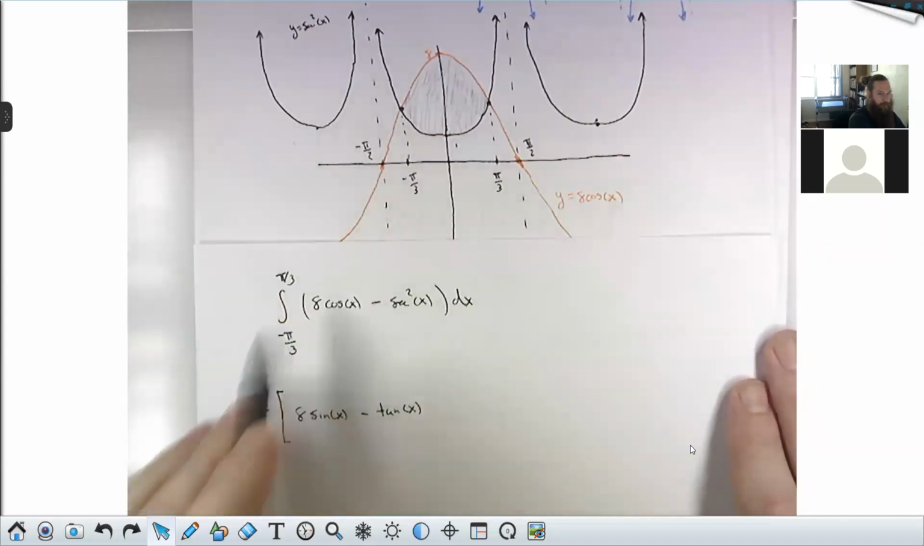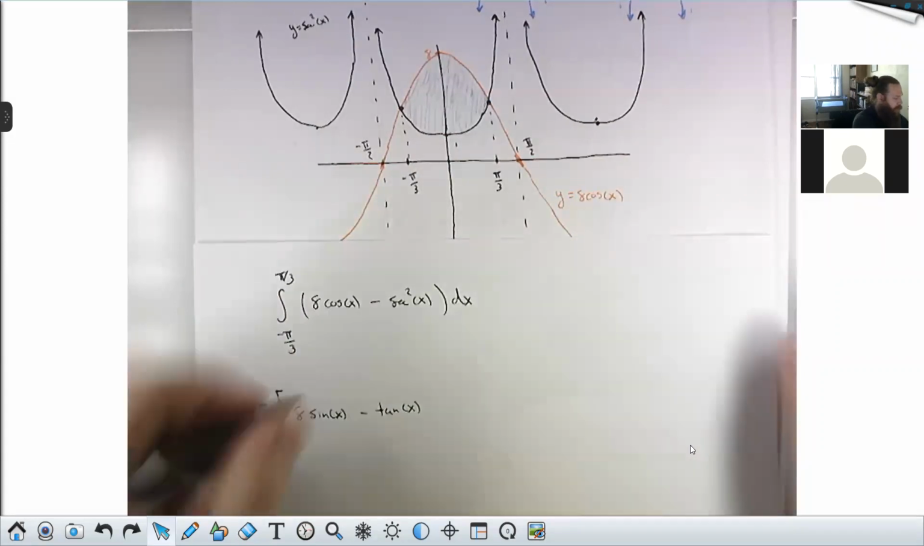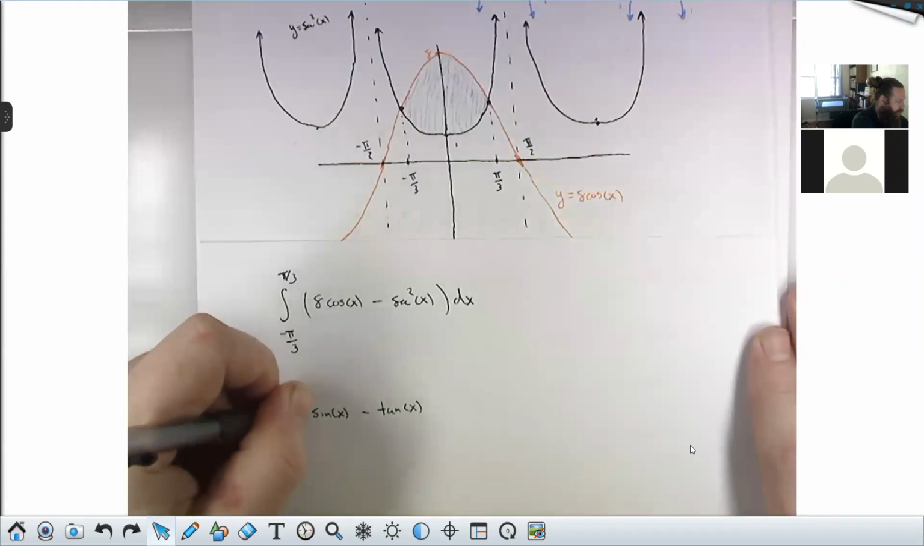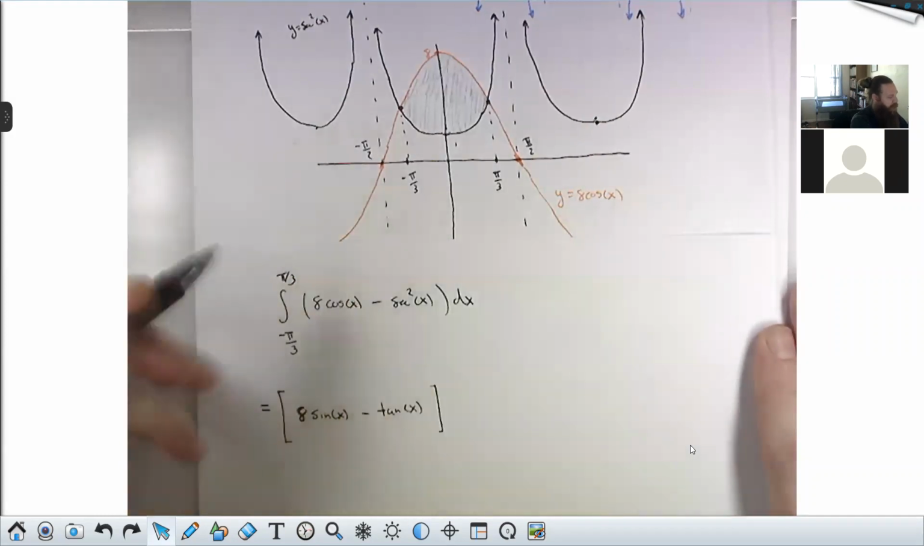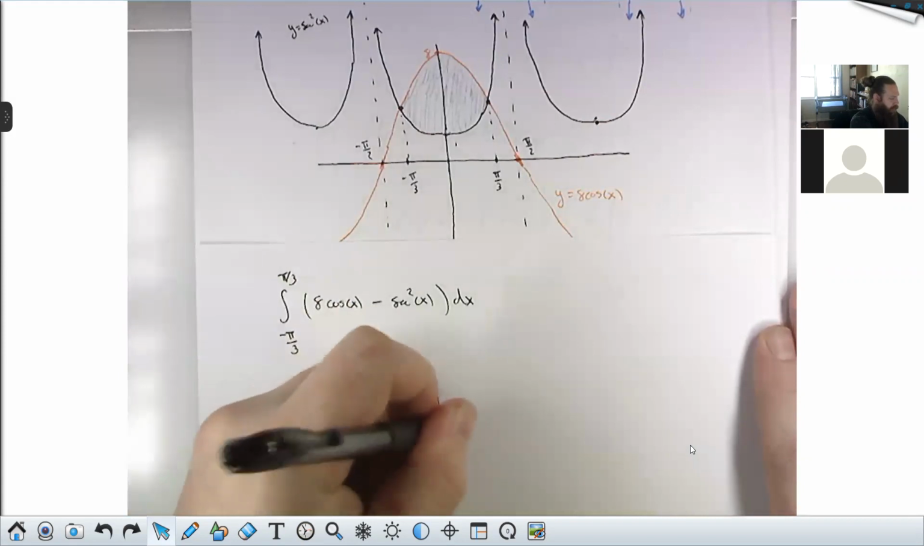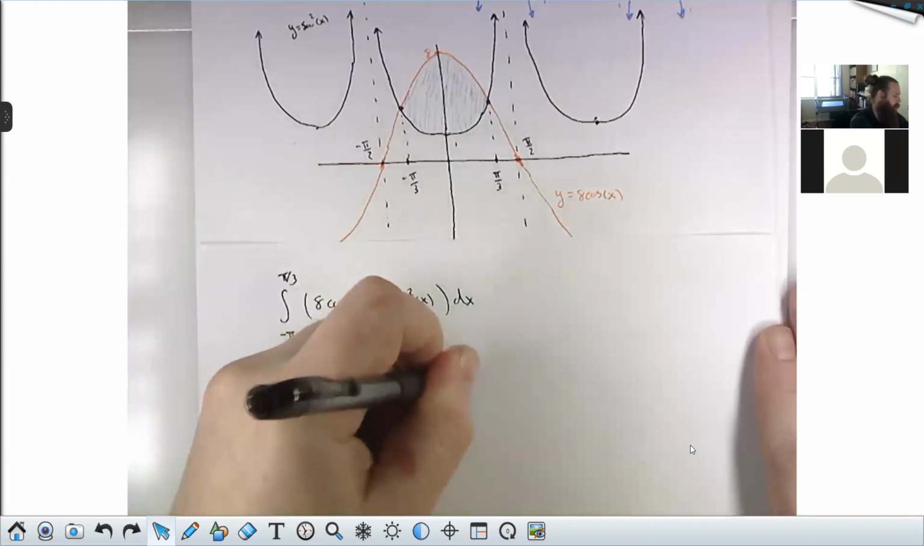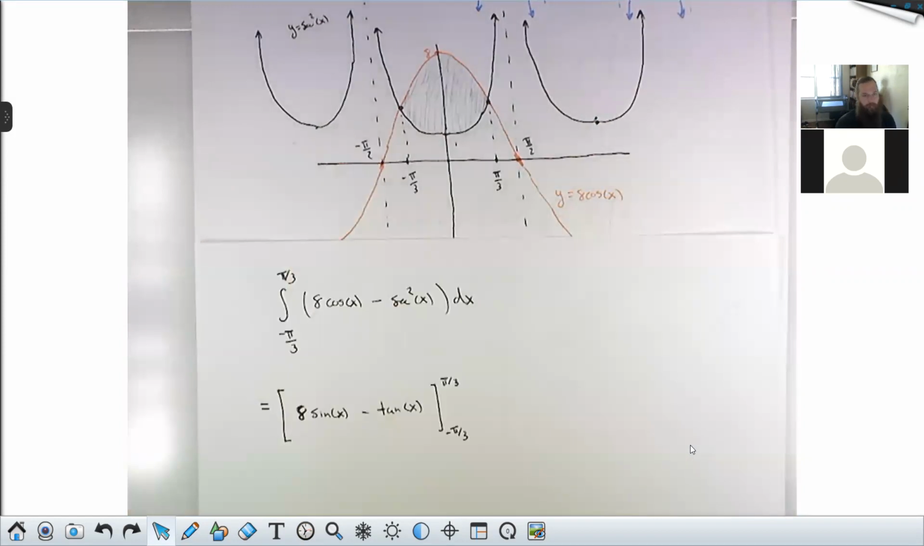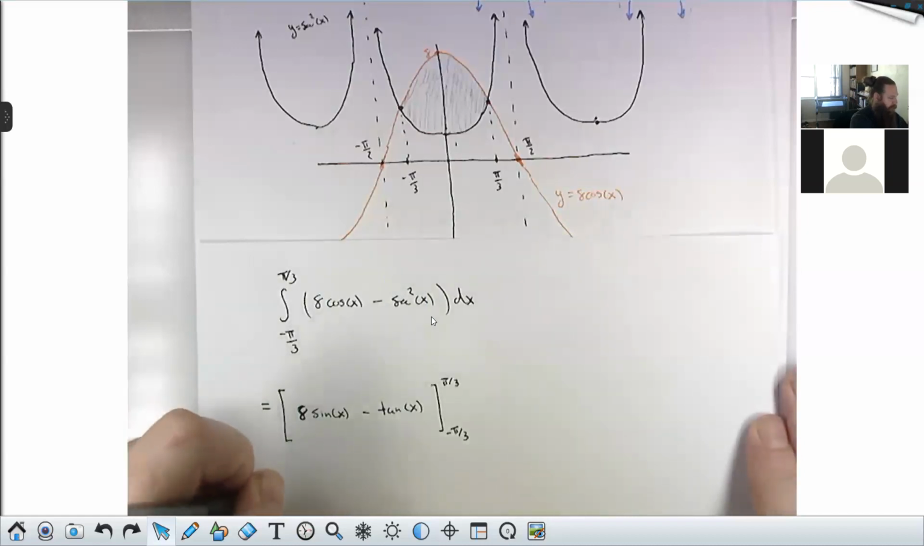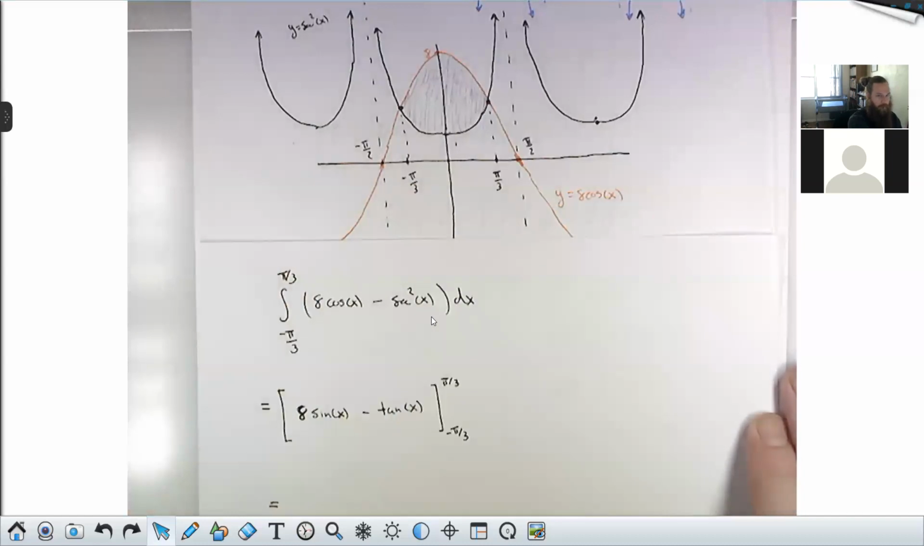You could split this up and pop out the 8 and handle each piece separately, but hopefully at this point we're getting a little bit more comfortable with the linearity of the integral. And then this gets evaluated between these bounds, negative pi over 3 to positive pi over 3. And you can check, if you differentiate 8 sine x minus tangent x, you will get 8 cos x minus secant squared x, because the derivative of 8 sine x is 8 cos x, and the derivative of tangent x is secant squared x. So the calculus step here is easy. All the work was in the setup, drawing the picture.